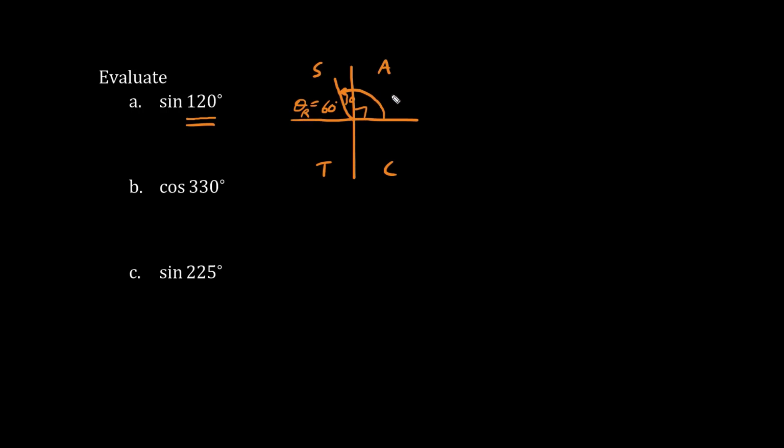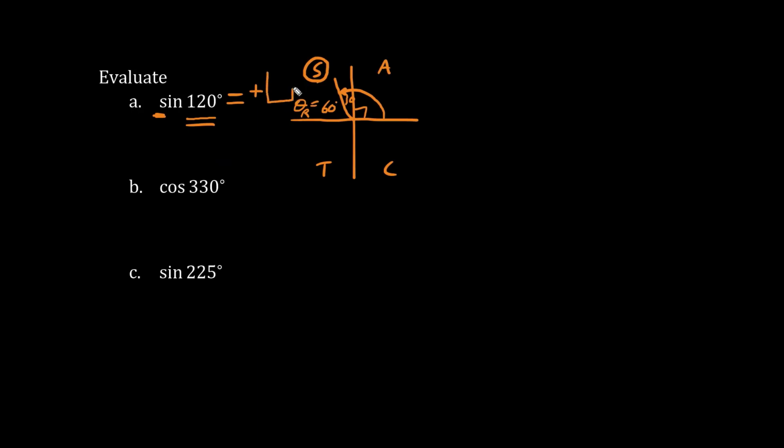Now that we did ASTC and drew the reference angle, let's determine the actual sign of this expression. It's either positive or negative. S represents sine, and when this arm is in the sine quadrant, the letters are the same. It means we have a home court advantage. If you're playing sports in your own city, sometimes the call goes your way. So we'll call this positive.